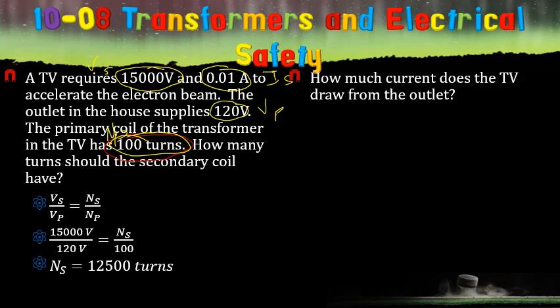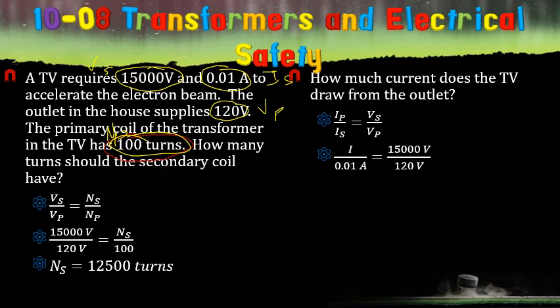How much current does the TV draw from the outlet? Alright, so we know the secondary current, the current the TV uses, so that means we're looking for the primary current. Since we know both volts, we'll use volts and current. And remember, this time the current is opposite whatever the volts are. So I have the primary current over secondary current equals secondary volts over primary volts.